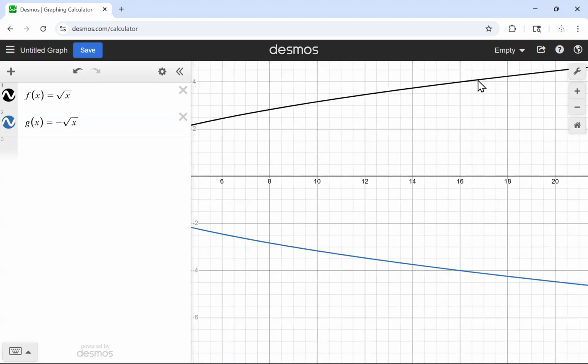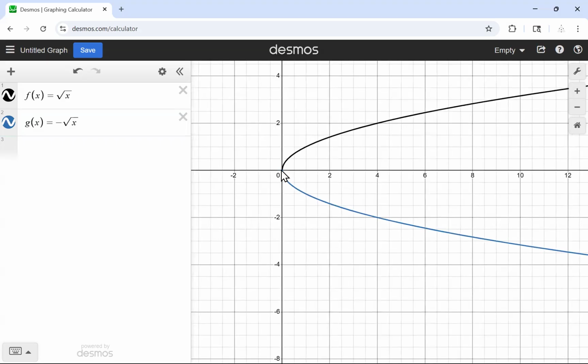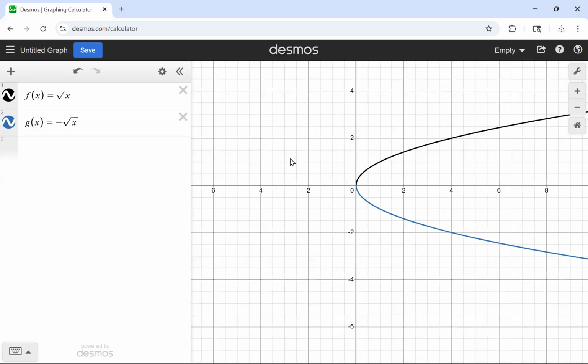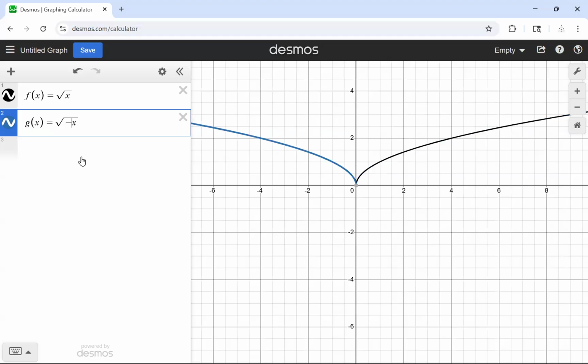16, 4 becomes 16, negative 4. By the way, 0, 0 becomes 0, 0 because negative of 0 is still 0. So a negative in front of the square root flips it across the x-axis, my original function. A negative on the inside of the square root, so the inside of the function, flips it across the x-axis. Now we're pointing this way.